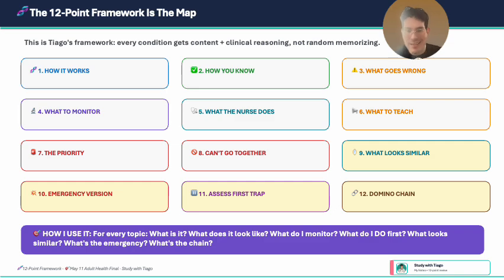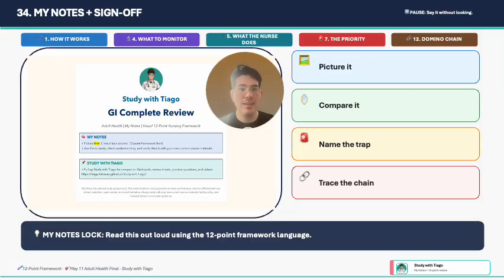That is enough to make the content usable, right? So not perfect, just usable. The goal is to walk into the questions and know what you're looking at and answer it, right? This is why I built this, okay? That is the liver and pancreas for adult health and med surg, okay?